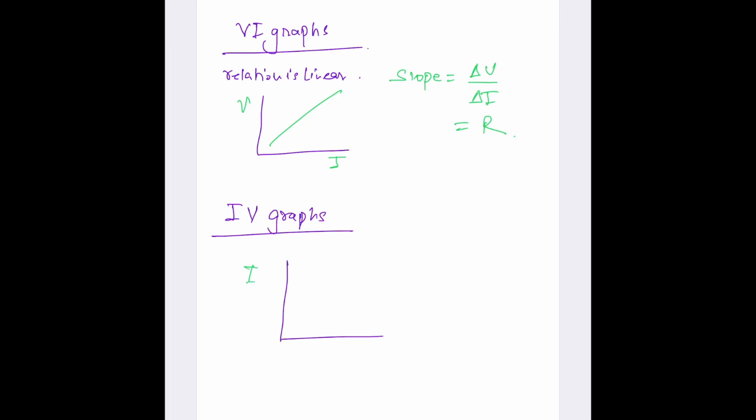In a similar fashion, if the current versus voltage graphs are given, then from the slope we will get the inverse of resistance, that is conductance.